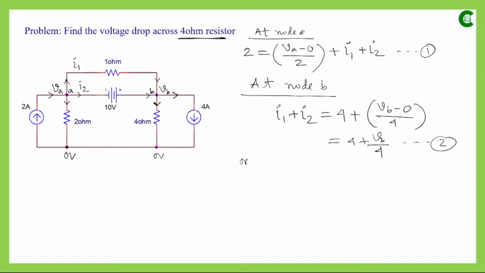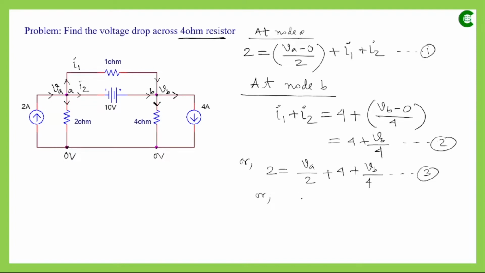So if we replace that, then it will be 2, and that will be equal to VA by 2. And then in place of I1 plus I2, we can easily replace this summation with this value, and we can write this value 4 plus VB by 4. So this will be our new equation, or you can say this is our third equation, where we'll have these two variables VA and VB.